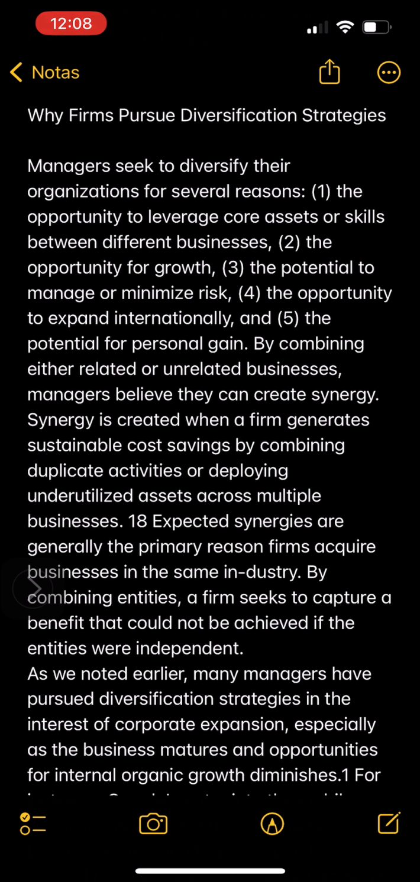By combining either related or unrelated businesses, managers believe they can create synergy. Synergy is created when a firm generates sustainable cost savings by combining duplicate activities or deploying underutilized assets across multiple businesses. Expected synergies are generally the primary reason firms acquire businesses in the same industry.